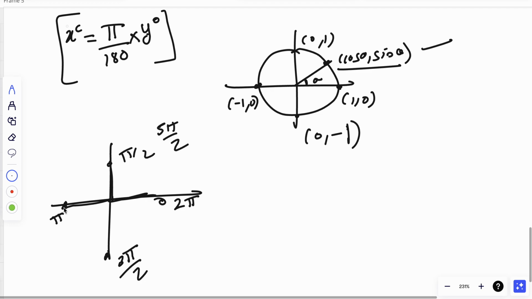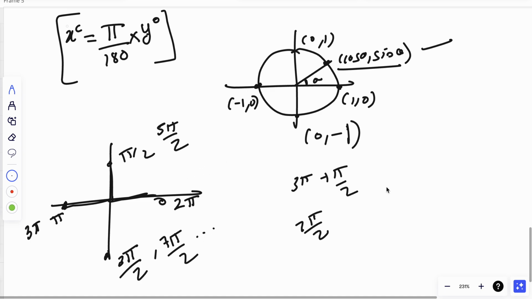What will be this? This will be 3 pi. What will be this? 3 pi plus pi by 2. What is 3 pi plus pi by 2? 7 pi by 2, right? This is 7 pi by 2.